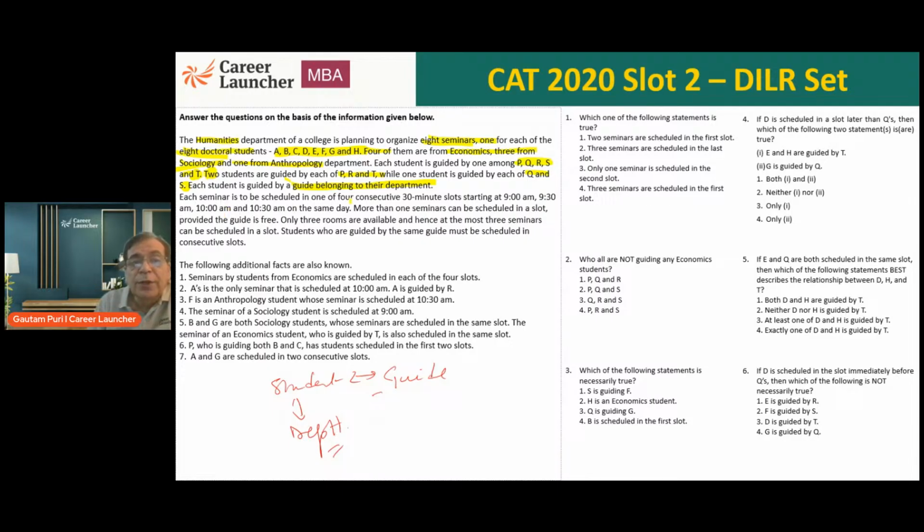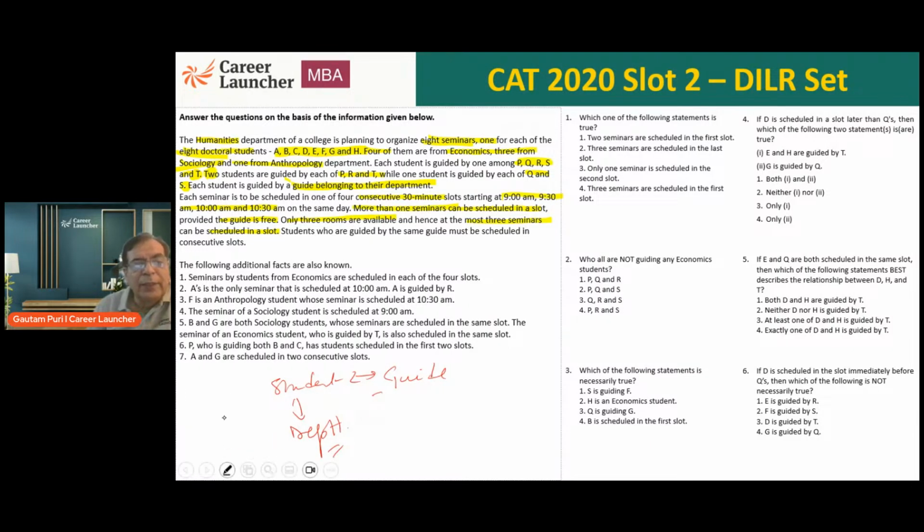Each seminar is to be scheduled in one of the 4 consecutive 30-minute slots. Okay. Starting from 9, 9:30, 10 and 10:30 a.m. More than 1 seminar can be scheduled in a slot. Okay. Provided the guide is free. Only 3 rooms are available. Hence, at most 3 seminars can be conducted in a slot.